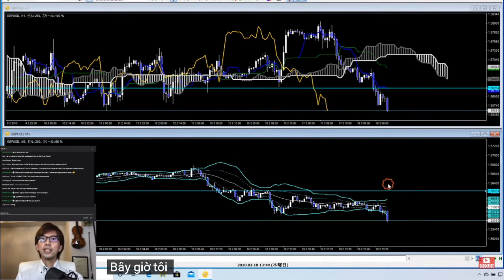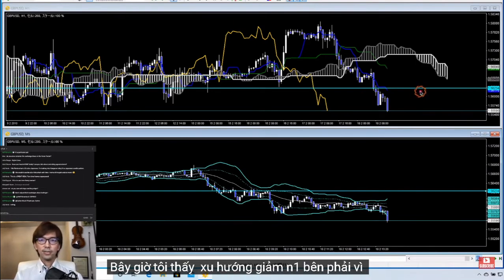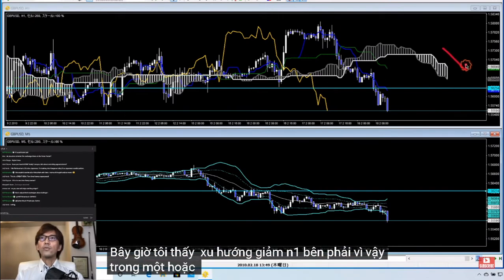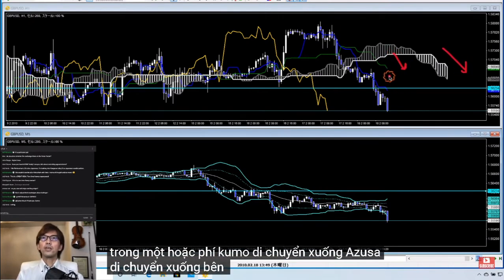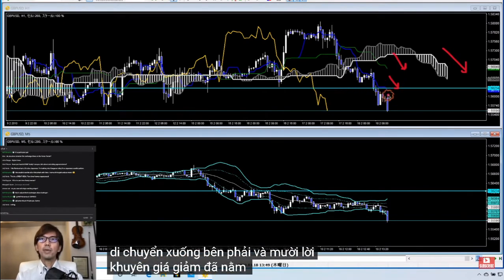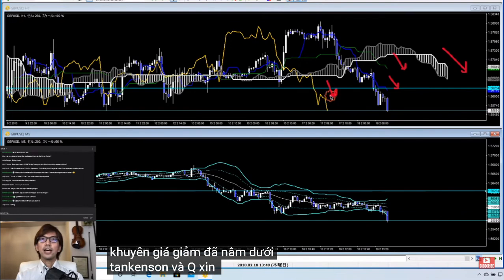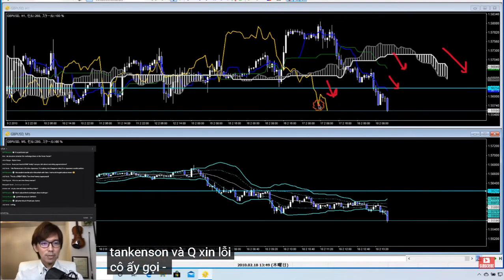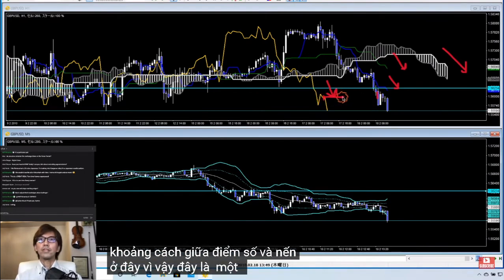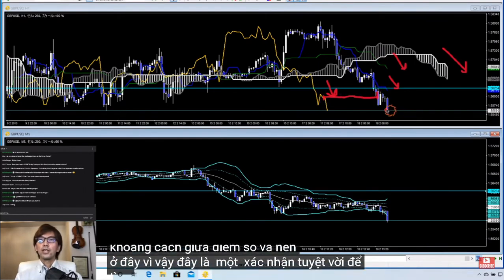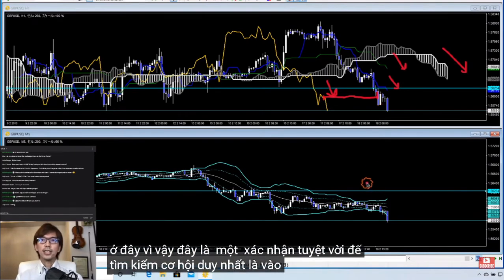Okay, now I see the downtrend in 1, right? So in 1 hour chart, Kumo is moving down, Kijun Sen moving down, right? And also Tenkan Sen down, price has been below Tenkan Sen and Kijun Sen, Chikou Span is moving down too, and there is a gap in between Chikou Span and candles here. So this is a great confirmation to look for the sell chance at the next time.